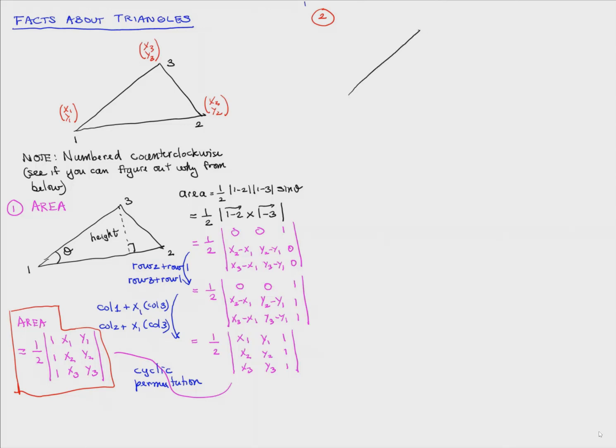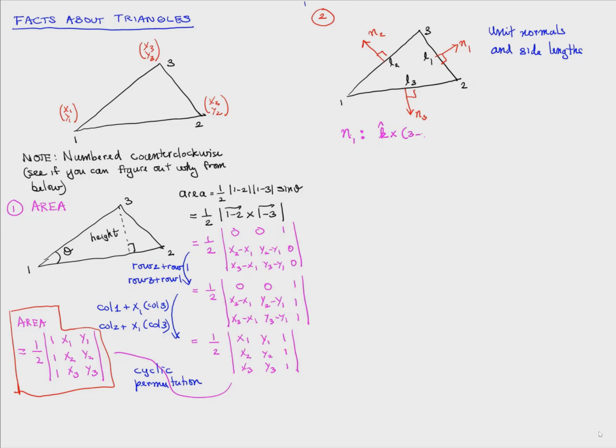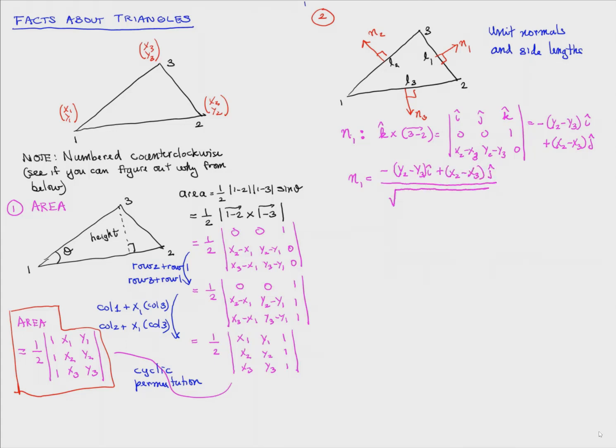Now another set of facts has to do with the lengths of the sides and the normal vectors to the sides, unit normal vectors to the sides. So for example, if we take the unit normal to the side opposite the vertex 1, which we'll call n1, we can compute that unit normal by doing this cross product and then dividing by the length. So we're taking the cross product and then dividing it by the length.